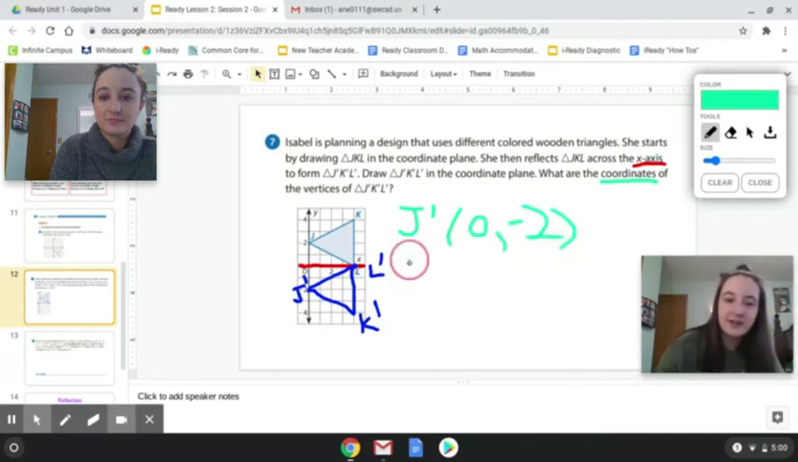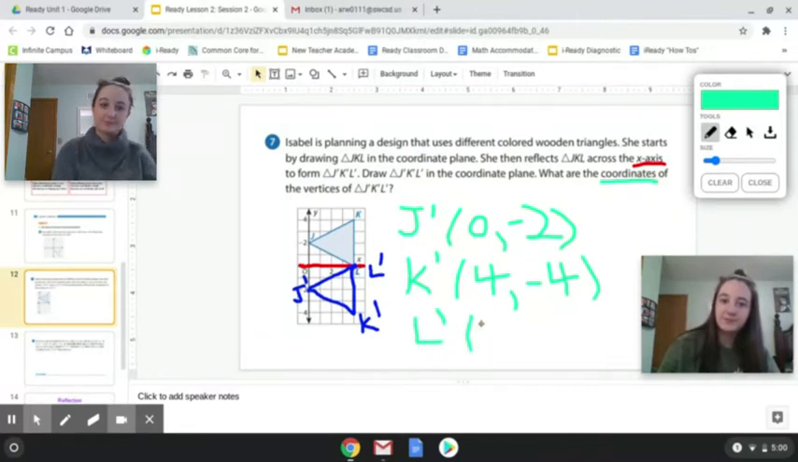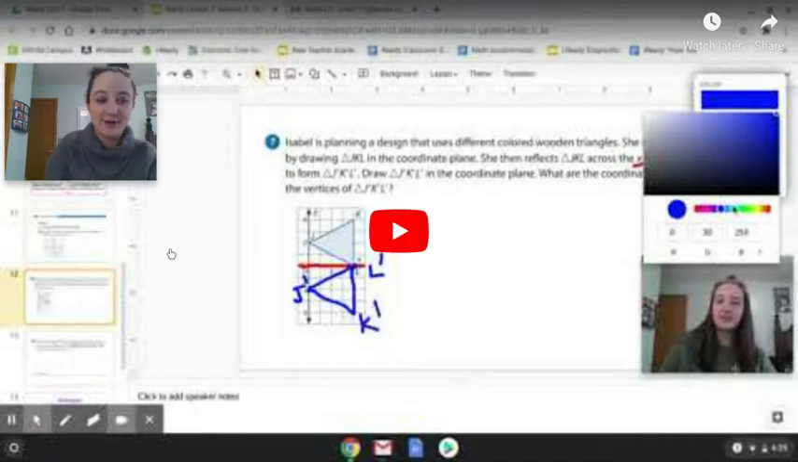You see that our K prime is equal to 4, -4. And finally, our L prime is equal to 4, 0. Again, our x values always come first when we have our ordered pairs. Okay, so that's how you do that problem.